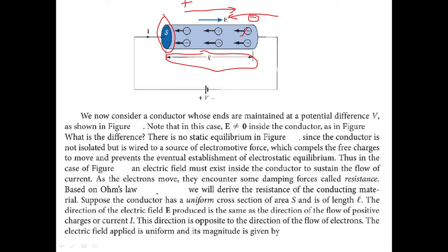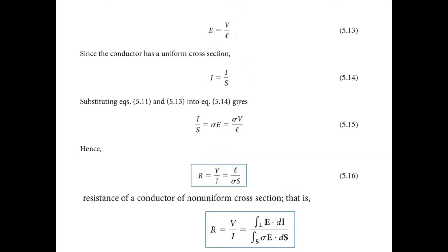The electric field applied is uniform and its magnitude is given by E is equal to V by L. We know that the electric field intensity unit is volt per meter, right? So it is nothing but V by L. Since the conductor has uniform cross section, I can write the current density as current by surface, the basic definition of current density. How much current is passing through the given surface: J is equal to I by S.